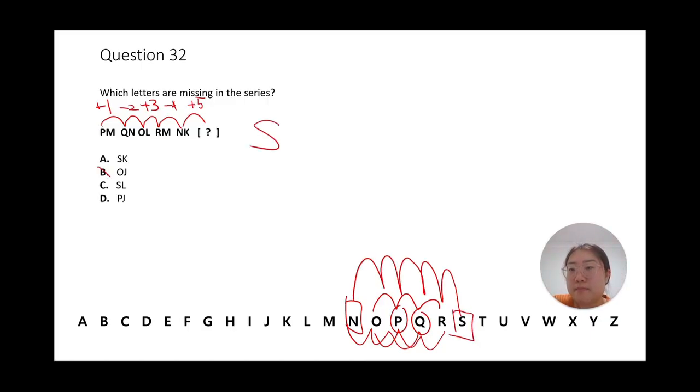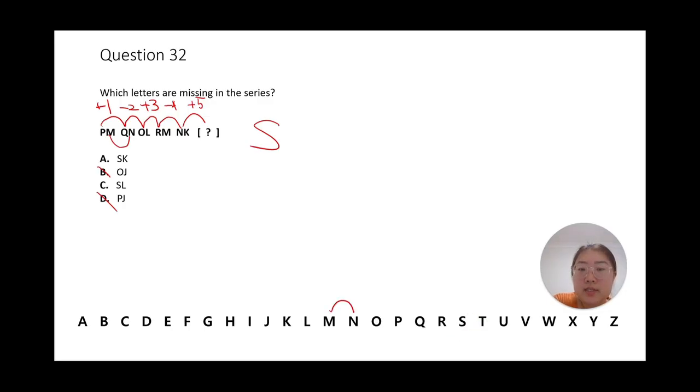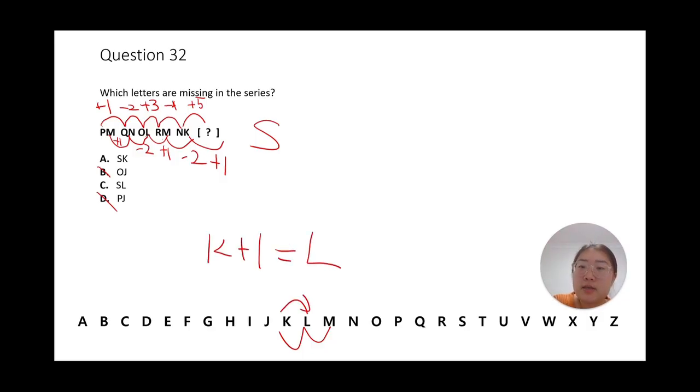So we can cancel out B and D. Now, for the second letters, we have M to N. M to N is +1. N to L is -2. So the same pattern, right? L to M. So it's not the same pattern, +1. This is why you need to check. M to K, -2. So +1 -2, +1 -2, so we have +1. K +1 is L. So SL is your final one, which is option C.